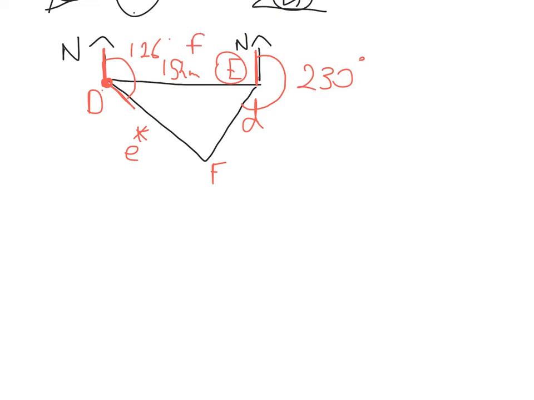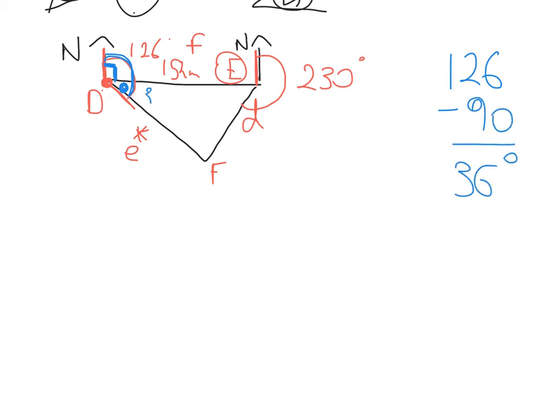Okay, so we're now looking to find out information about angles inside the question. Having a close look, I can see that this angle here is 90 degrees and the full angle is 126, which means the smaller angle must be 126 take away that right angle of 90 degrees. That means the small angle inside the triangle there is 36 degrees.